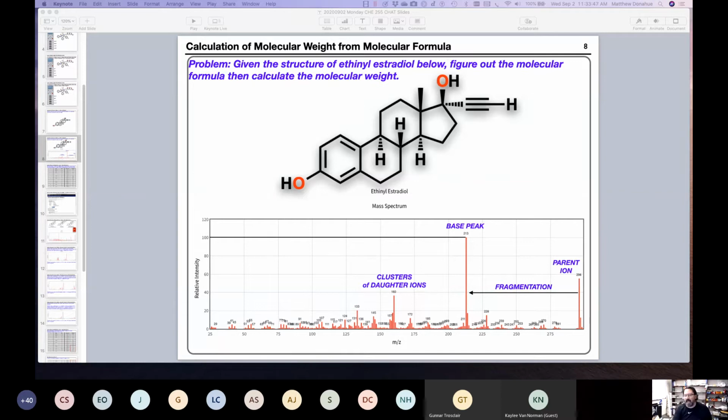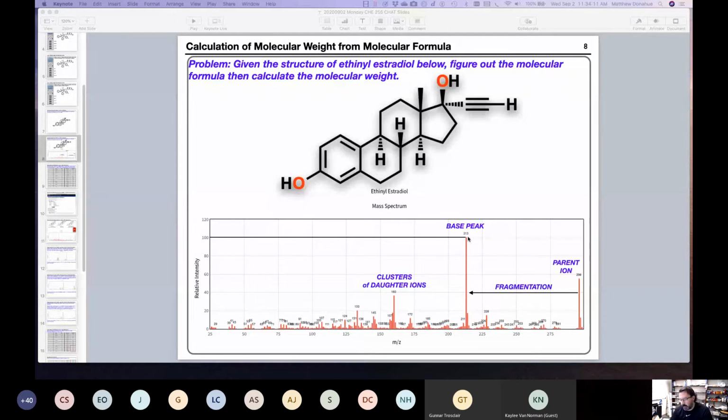So the parent is the intact molecular formula. The base peak is the 100% abundant peak. So notice that the base peak is at a mass of 213.